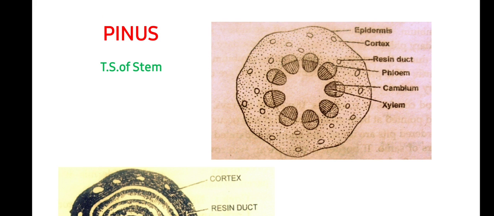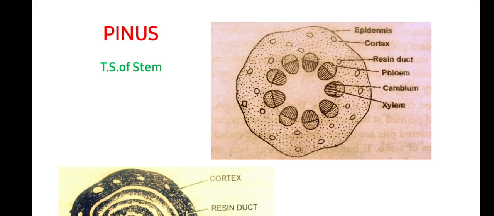And coming to the cortex, the region below the epidermal cells is called the cortex, and the cortex is also distinguished into three regions: the hypodermis, general cortex, and endodermis. Next to the epidermis, the sclerenchymatous zone is called the hypodermis. Here the sclerenchyma gives more mechanical strength, and below the hypodermis the parenchymatous cortex is present.